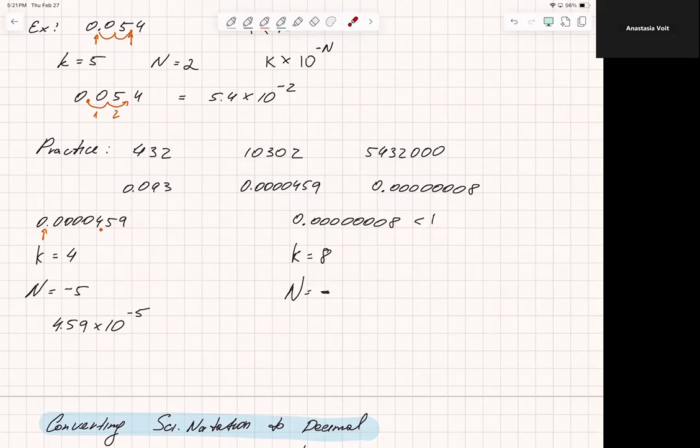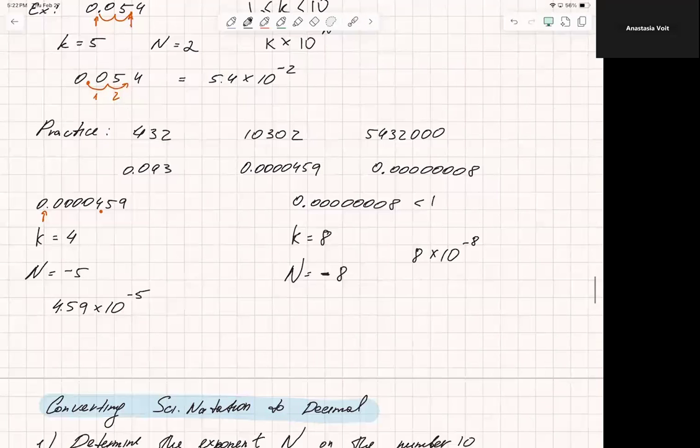So now let's count how many times we need to move this decimal point from the original place up until after the 8. So we would have 1, 2, 3, 4, 5, 6, 7, 8. That means that we have negative 8 places. So we can write this value as 8, or 8.0 if you want, times 10 to the negative 8th power. That would be the same number written in scientific notation. I hope that's clear.